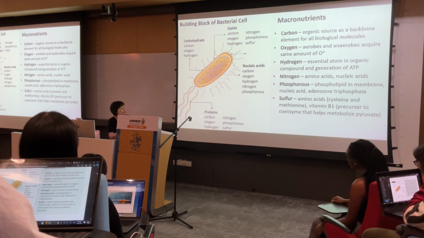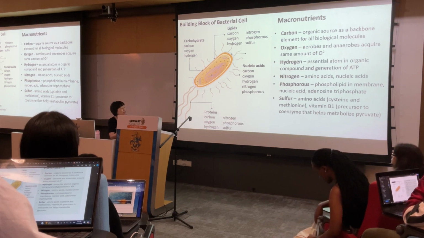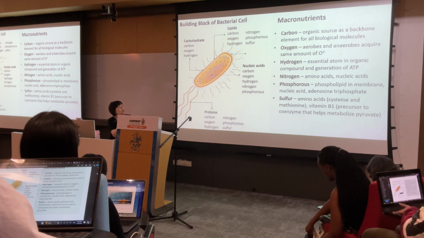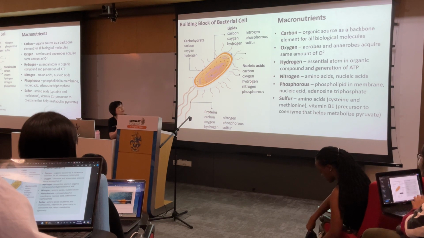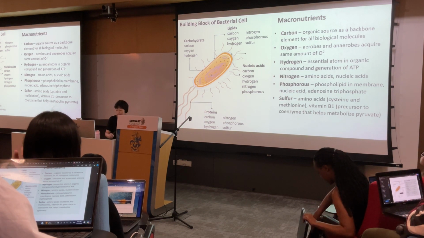The protein, to make the amino acids, will have carbon, oxygen, hydrogen, nitrogen, phosphorus, and sulfur, all 6 of them. So those are the macronutrients which are required to make very important building blocks for the bacterial cells.